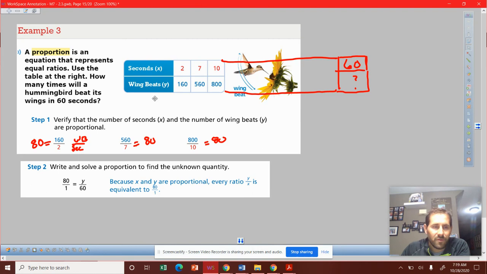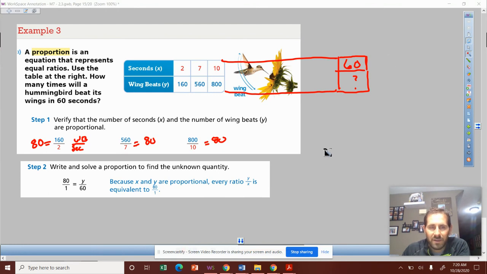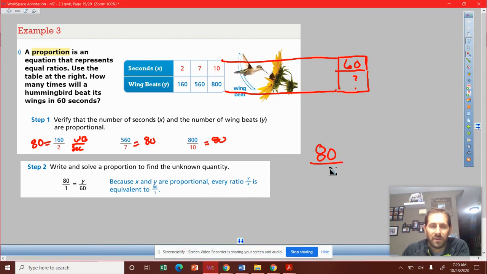So what you can do is write 80 as a proportion. You have 80 beats every 1 second. So then you would get how many beats every 60 seconds. Just kind of what we did in our previous class, we're finding out how this changed. So what did we do to 1 to get it to turn into 60? Multiplied it by 60. So what are we going to do to 80? Multiply it by 60, and that will be how many beats a hummingbird can beat its wings in a minute.